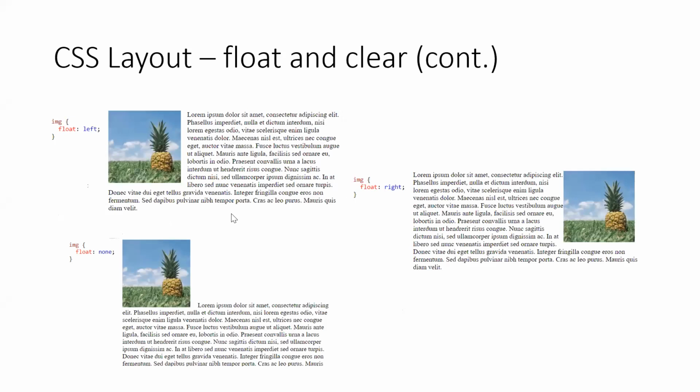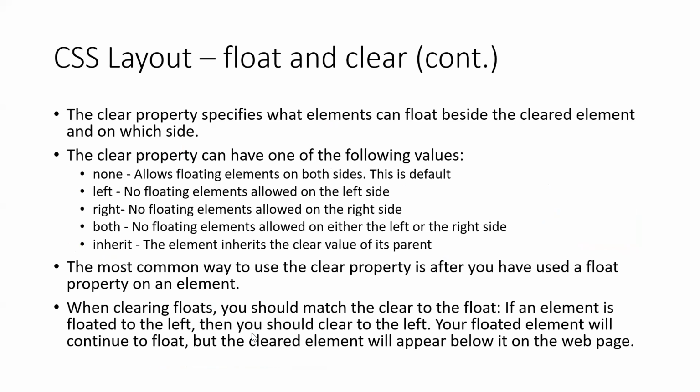Now here are some examples, so that you can see. On one side we have an image, and it says float left, so the text will be on the right side of it, around the image. Whereas in the second one we have float right, which means the image is on the right-hand side and the text is around it. When you say none, you will have the image and then you have the text here.